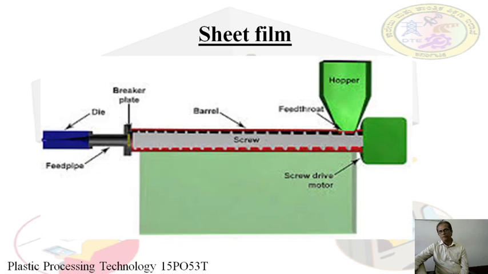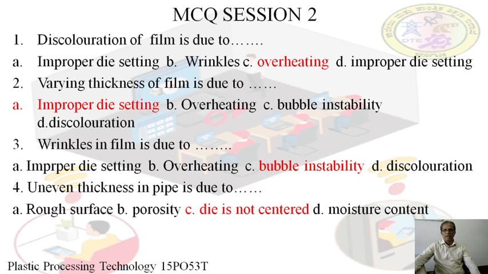Sheet film. Here from the feed hopper the material comes through the extruder screw, it is taken in the forward direction, and heat is supplied from the outside. This is the screw drive motor. From the breaker plate, it then comes through the die, and from the die it comes out as a material of a certain width, which is then cooled first by passing through the chill rolls, then cut and trimmed, all this done later.